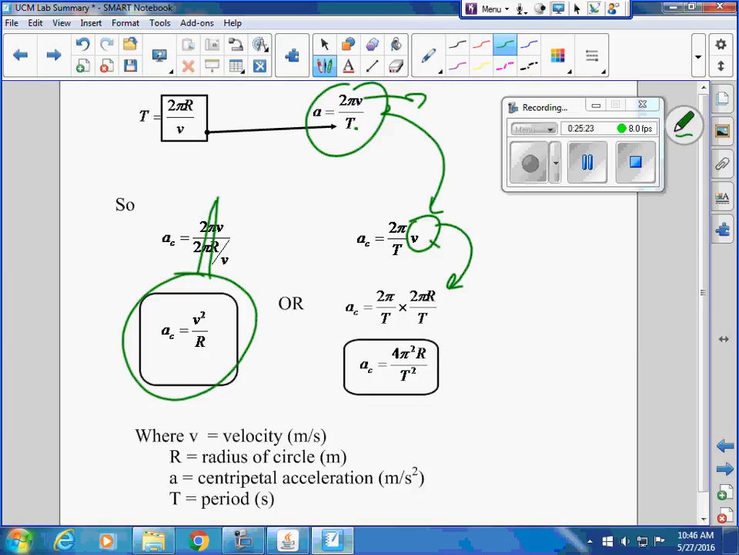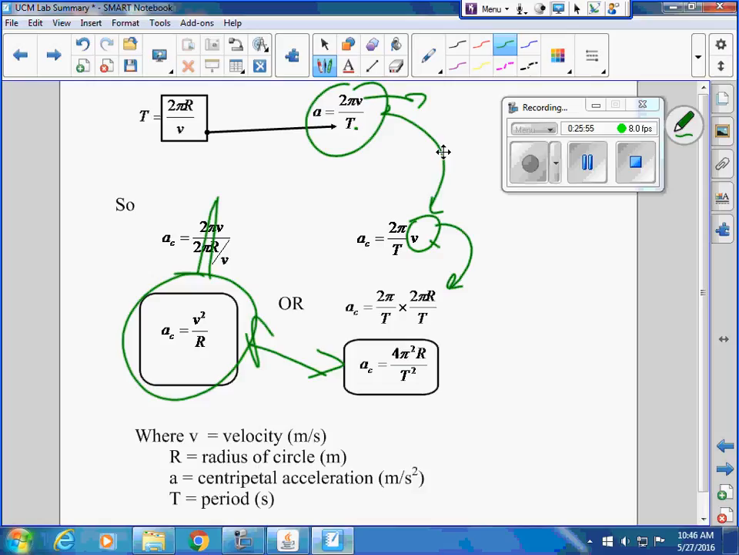4 pi squared r over t squared. These two are equivalent, because they're both equal to centripetal acceleration. So the centripetal acceleration is either equal to the velocity squared divided by the radius, or it's equal to 4 pi squared r over t squared. Now, v is velocity, must be meters per second. R is the radius of the circle, must be meters. A is the centripetal acceleration, must be meters per second squared, and the period must be in seconds.